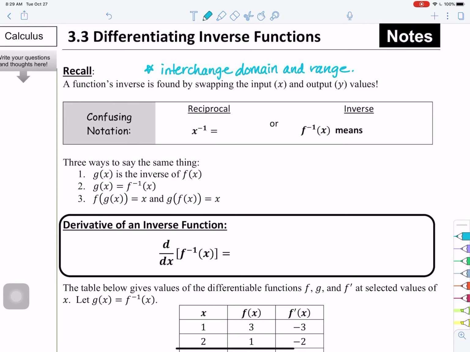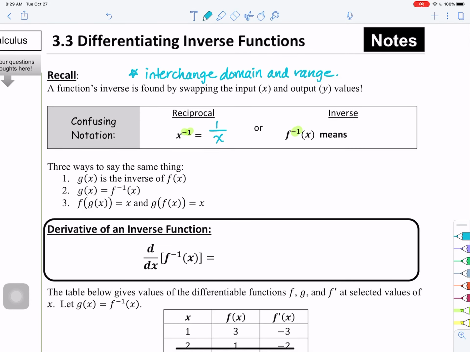Okay? Some confusing notation. x with a negative 1 as its exponent means 1 over x. That's a reciprocal. But this notation with the negative 1 after f, after our function notation, means inverse of f. Okay? So this is the function whose domain is actually the range of that original function f of x.